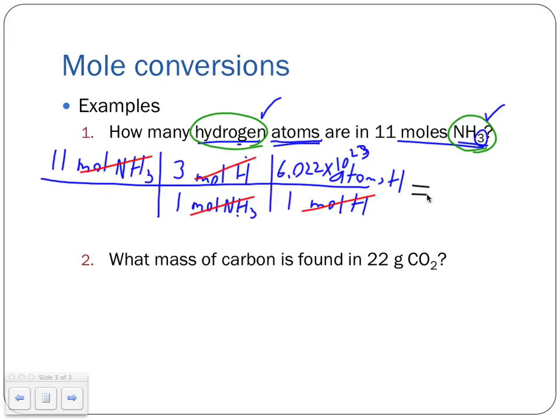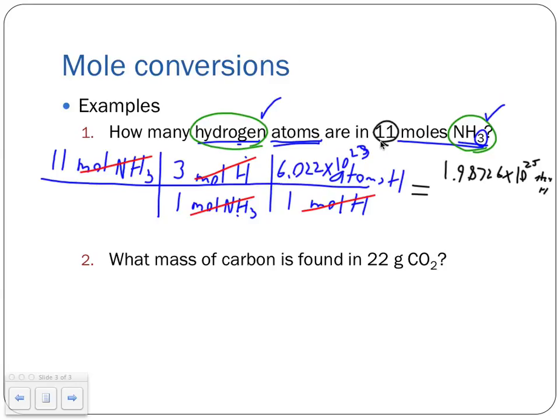And now it's just a matter of doing the math, multiply across the top, divide by the bottom. So we'd say 11 times 3 times 6.022 times 10 to the 23rd, divided by 1. So we get an unrounded value of 1.98726 times 10 to the 25th atoms, if I can fit it in here, of hydrogen. Significant figure-wise, we started off with 11 moles.